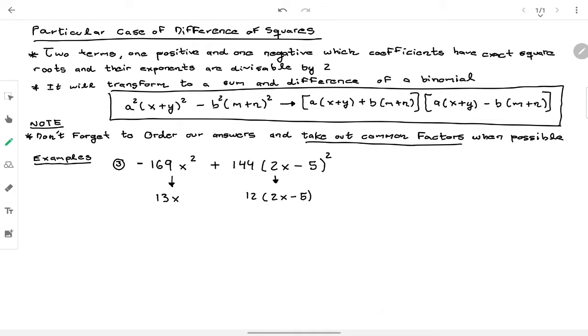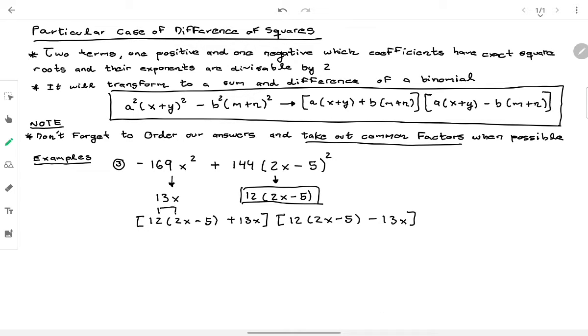So what I need to do is the one that is positive, I will put it positive on the two parentheses or brackets. So it's going to be 12, 2x minus 5 plus 13x. And in the other bracket, it's going to be 12 that multiplies 2x minus 5 minus 13x. So I will need to multiply this by this and this term, and also in the other bracket.